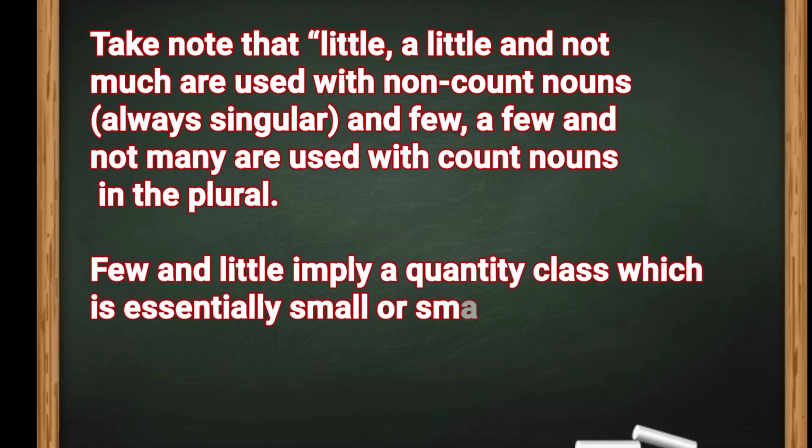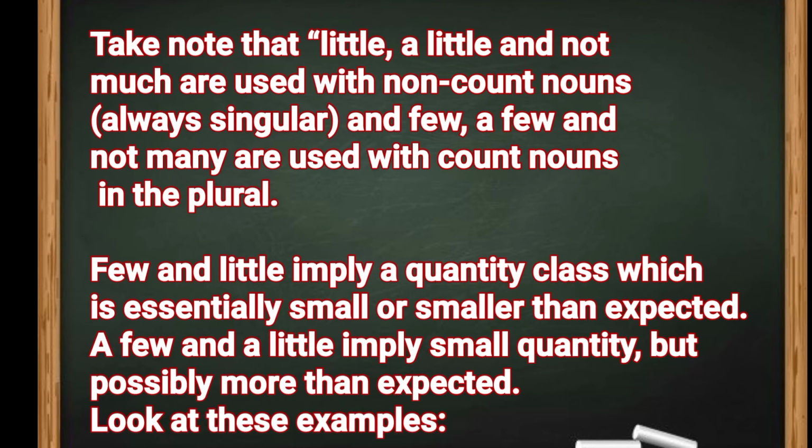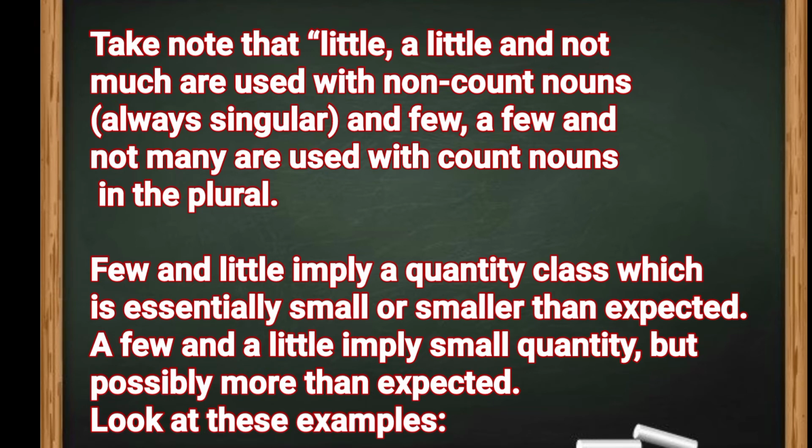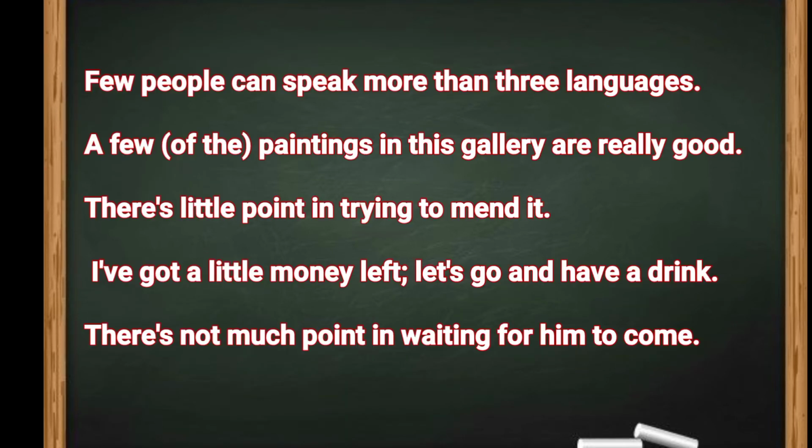Take note that little, a little, and not much are used with non-count nouns, always singular, and few, a few, and not many are used with count nouns in the plural. Few and little imply a quantity which is essentially small or smaller than expected. A few and a little imply small quantity but possibly more than expected.